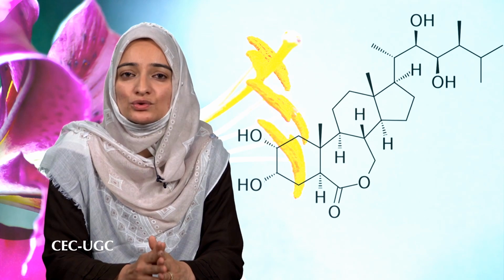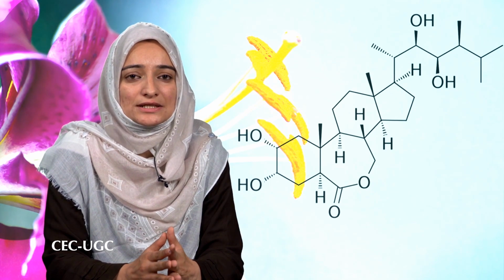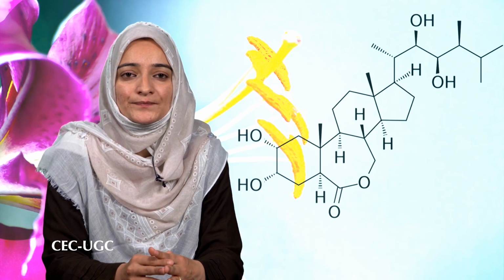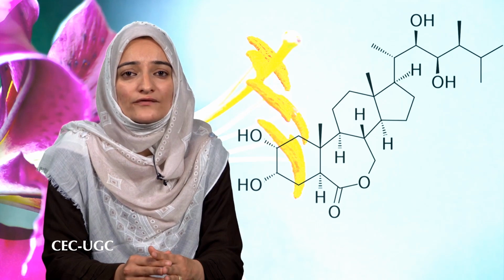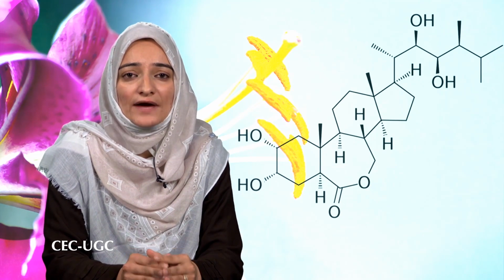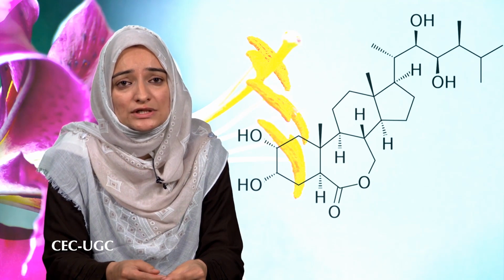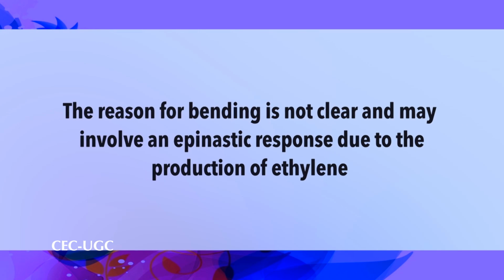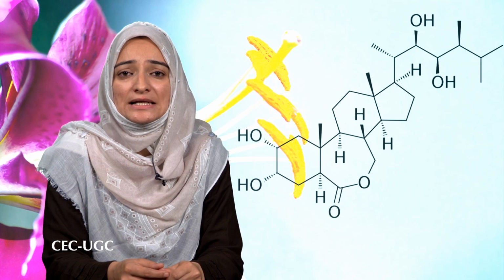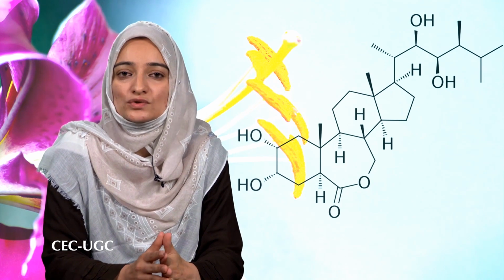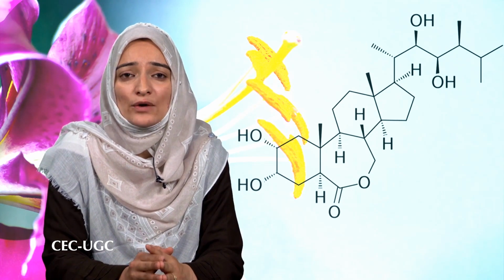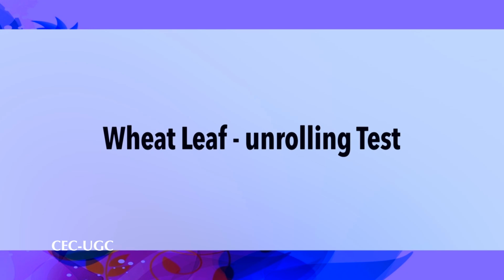Auxins may give a positive test, but at much higher concentrations than those of brassinosteroids. Significantly, however, application of auxin before, after or with brassinosteroid has a synergistic effect, in that sensitivity is increased compared to brassinosteroids alone. The reason for bending is not clear and may involve an epinastic response due to the production of ethylene. Gibberellic acids evoke a straight growth response without the bending characteristics of brassinosteroids. Now, coming to the third bioassay, that is the wheat leaf unrolling test.